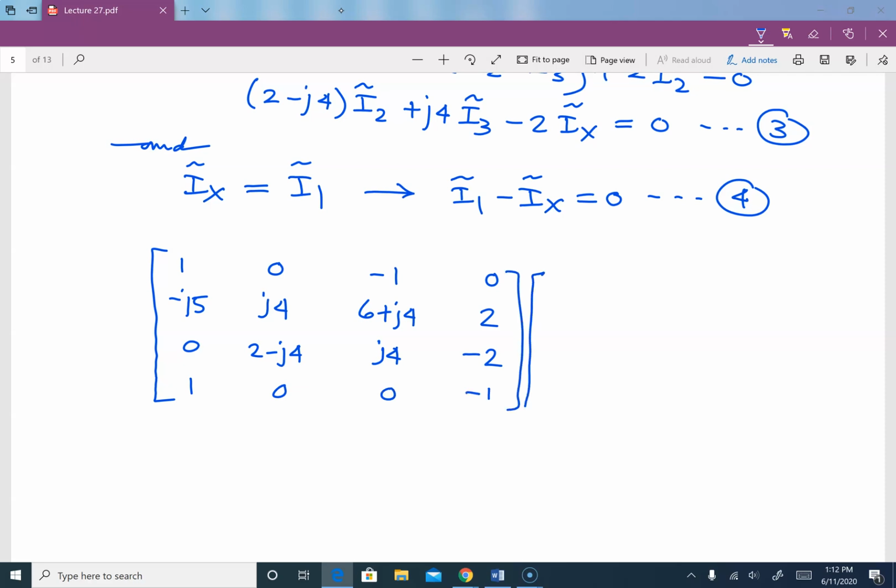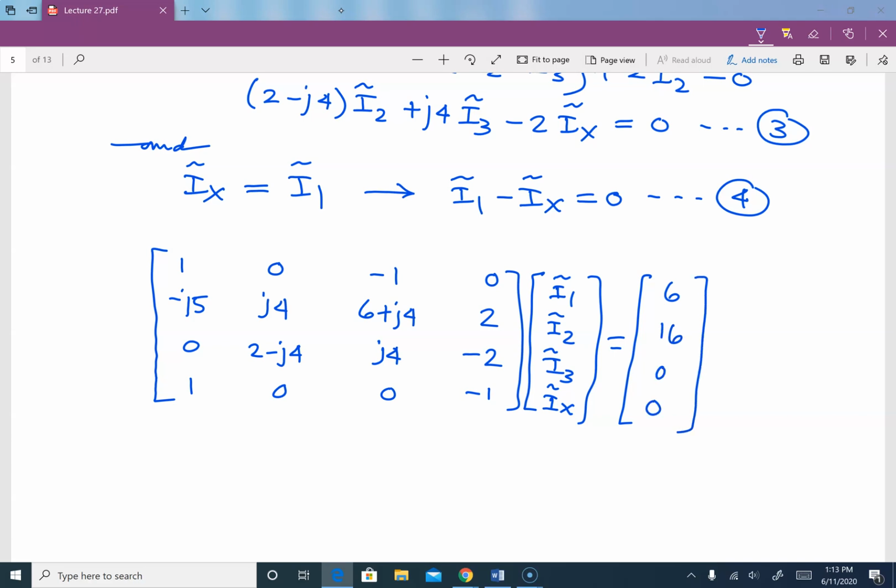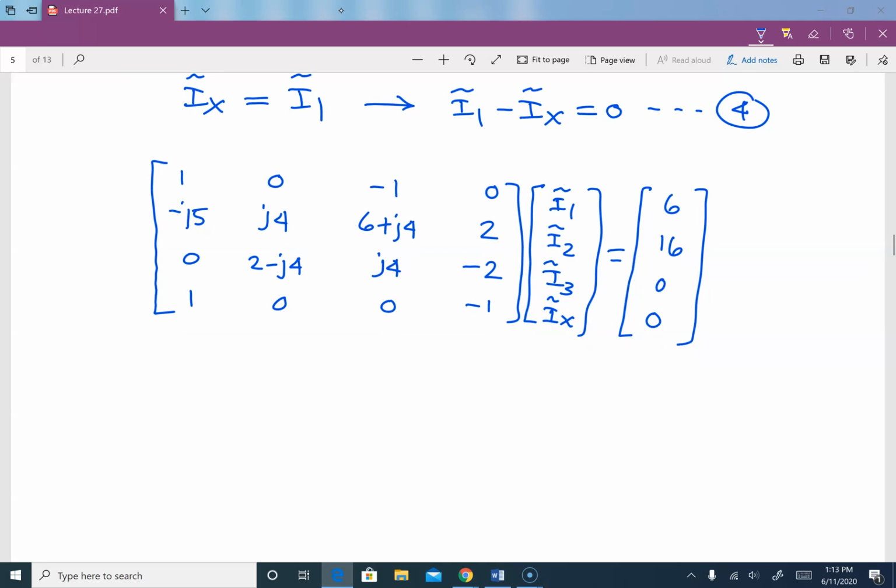That is multiplied by I1, I2, I3, and IX. And that is equal to 6, 16, 0, and 0. So when we solve, this is what we are going to get.